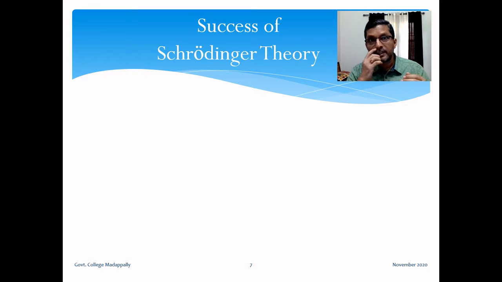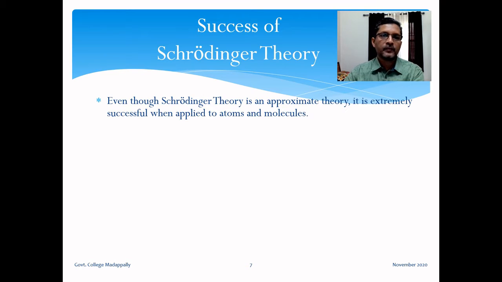So when we say Schrodinger's theory is an approximate theory, it doesn't mean that it is valid only in a limited region. On the other hand, it is applicable to a wide variety of phenomena. So let us briefly look at the range in which Schrodinger's theory can be successfully applied.